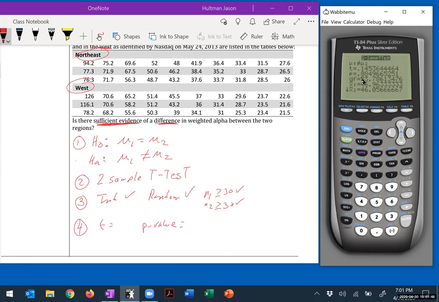Okay, T is coming out to about 0.145, and a p-value of 0.8849, sorry, 0.885. Okay, the p-value is huge. It's very big.